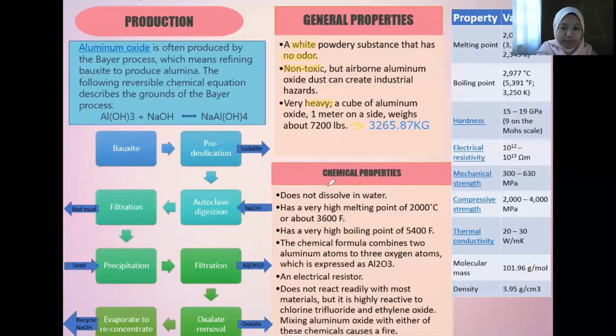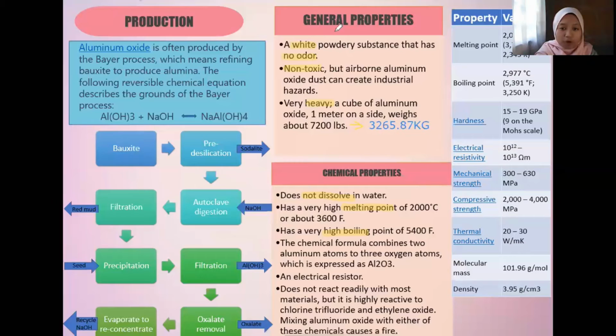So next, for chemical properties, aluminium oxide does not dissolve in water because it is held too strongly in the solid lattice to react with the water. But we can dissolve it with phosphoric acid, though that will dissolve the underlying aluminium as well. So be careful. Aluminium oxide has a very high melting point of 2000 degrees Celsius. It also has a very high boiling point of 5400 F.